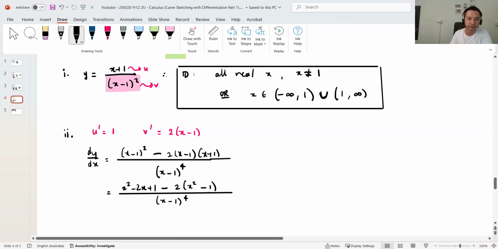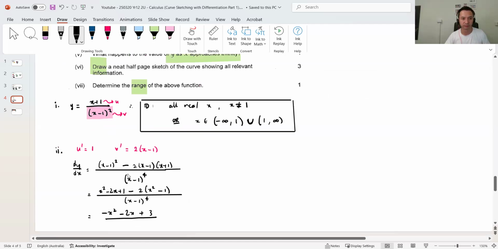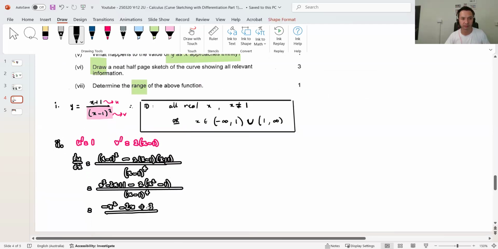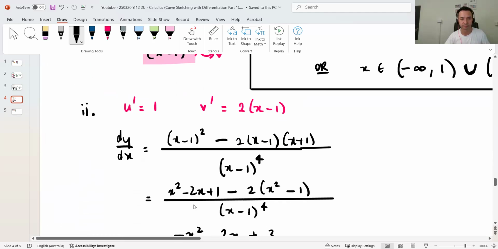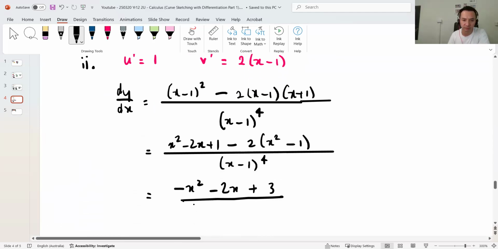Okay. I sort of get on top minus x squared minus 2x minus 1, is it? No, that's all right. And a plus 3 over... No, do I have any more space? No, I don't. Just a little bit more. Okay, over x minus 1 to the 4.